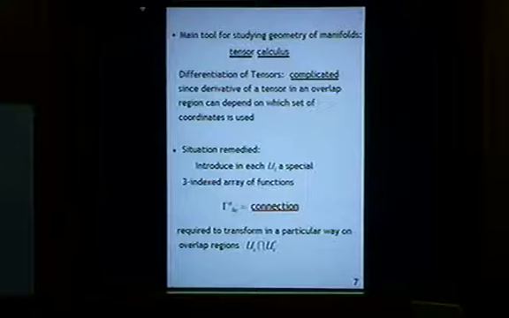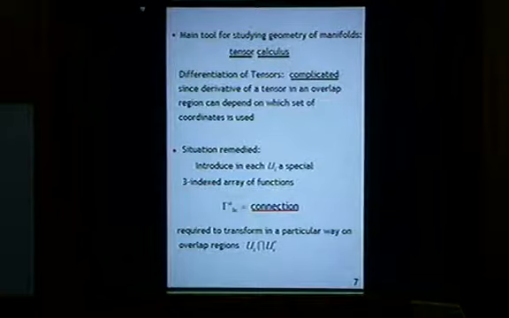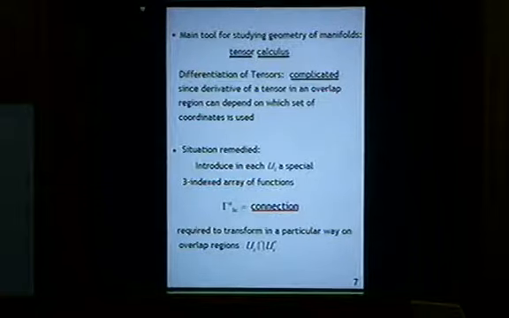Now, the main tool to study geometries of manifolds is what's called tensor calculus. I'll talk a little bit more about tensors as we go on. But tensors are a generalization of vectors or matrices and things like that. Differentiation of tensors is complicated because the derivative of a tensor in an overlap region, that yellow region, can depend on which set of coordinates you use. Now, the situation is remedied. Mathematicians fixed this up before Einstein.